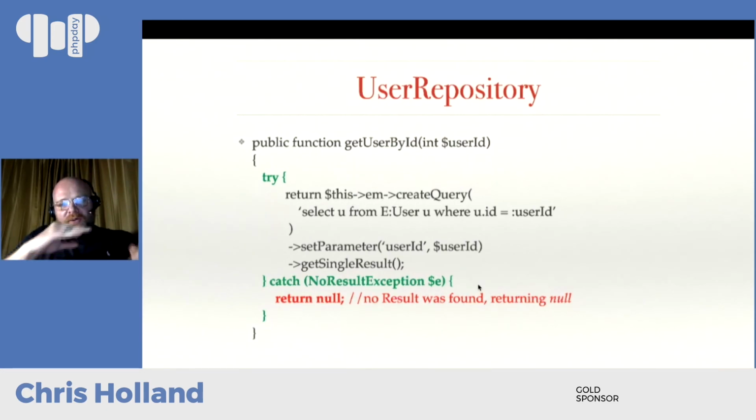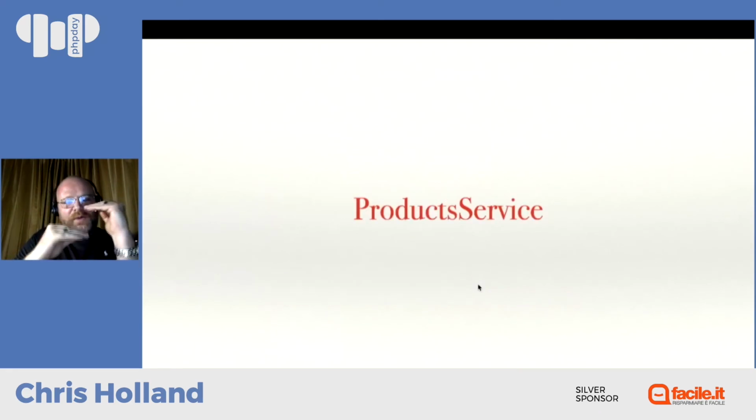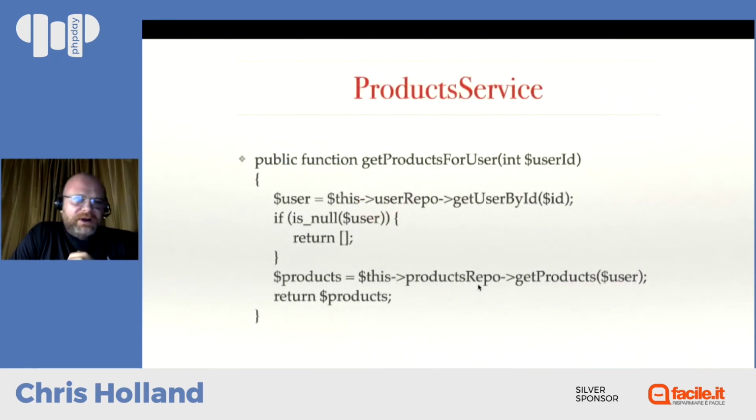So now we're at the user repository. We're going to go one layer up and look at what the product service does, right? Because now that my repository can return null, my service above it has to handle it somehow, right? So that's what the code could look like.